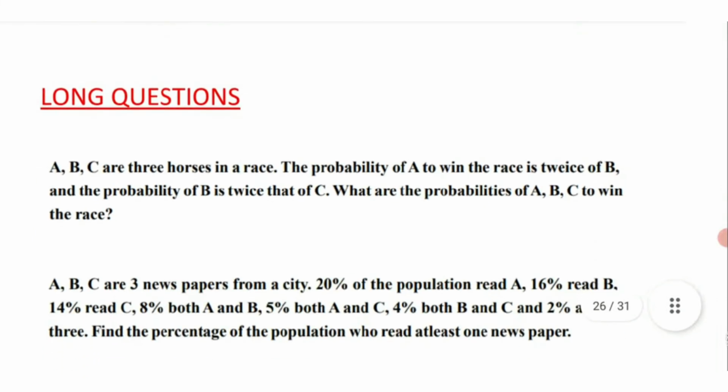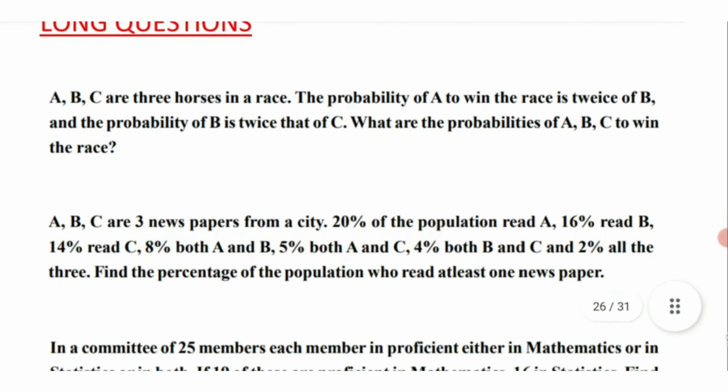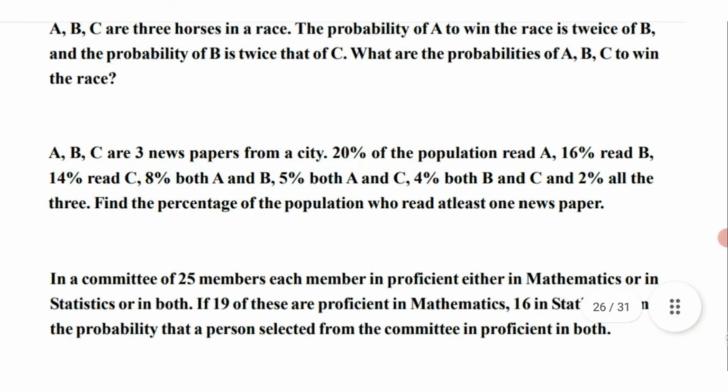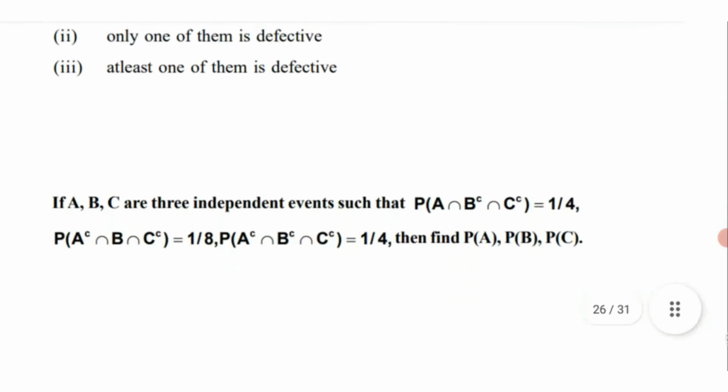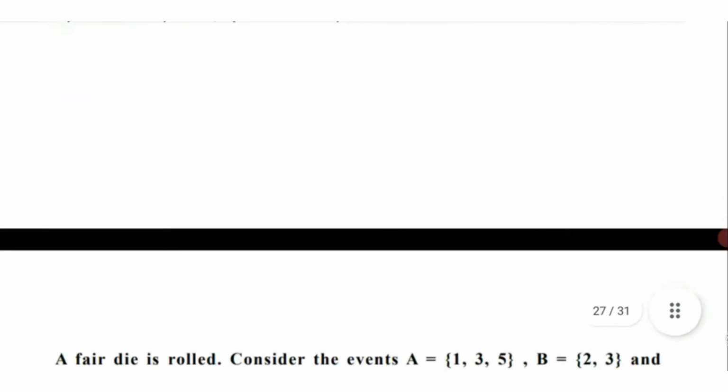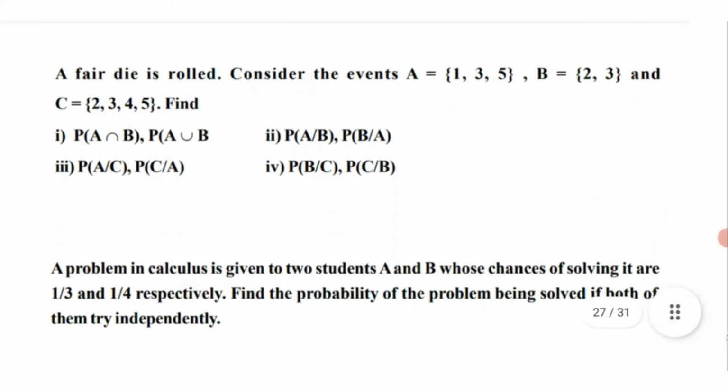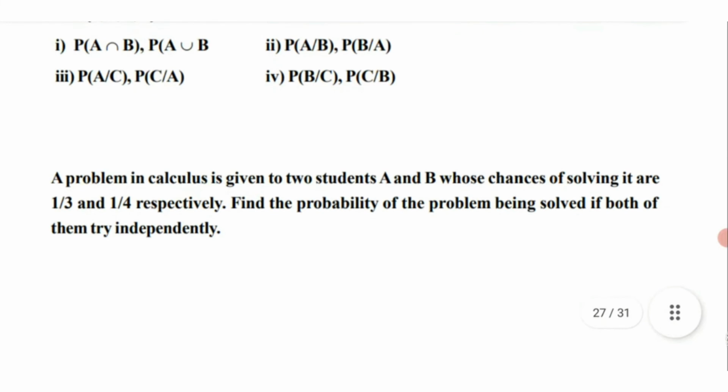LAQ questions from probability. A, B, C are three horses. One question, A, B, C newspaper in a committee 25 members and a bulb 15 bulbs, 5 are defective. This is a very important question again, and ABC is also a very, very important question. A fair dice is rolled and calculus problem question.